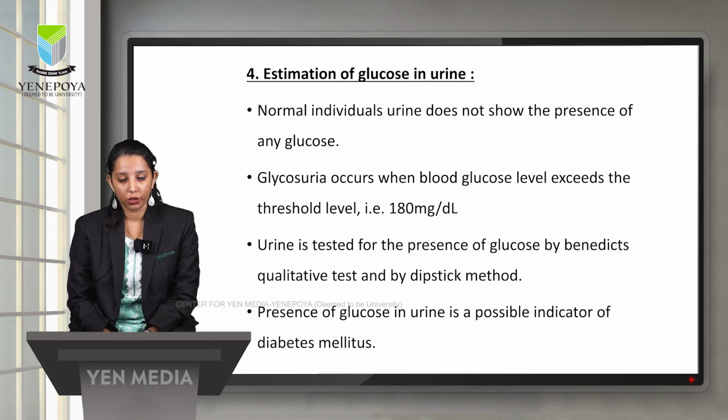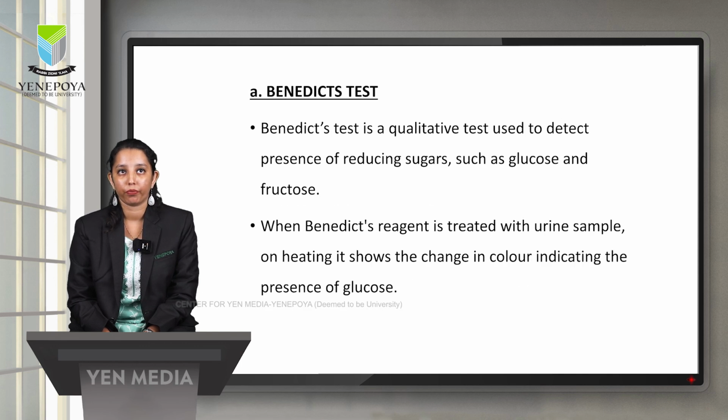Estimation of glucose in urine. In a normal individual, glucose is not excreted in the urine. Only when the blood glucose reaches the threshold level, that is 180 mg per deciliter, can it be seen in the urine, and that is called glycosuria. So, glycosuria occurs, as I said, when the level goes above 180 mg per deciliter. Urine is tested for the presence of glucose, either by Benedict's test or by the dipstick method. The presence of glucose in urine is a possible indicator of diabetes mellitus.